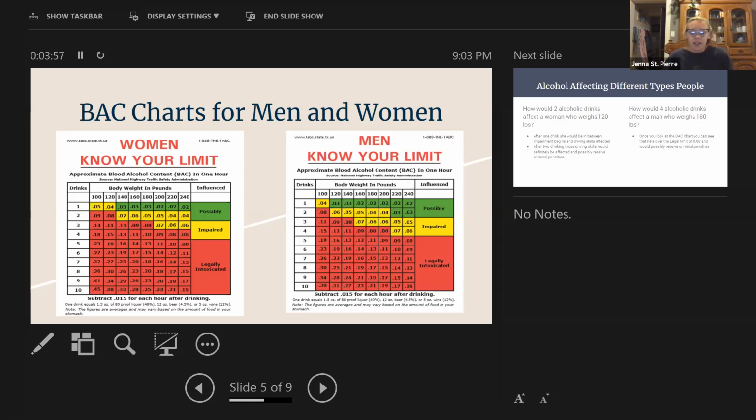On the men's side, we're going to look at a 120-pound man who has had 3 drinks. If you look at it, he has his first drink, he's at a 0.03% BAC. You go down to 2, he's at a 0.06. And then you go down to 3, he's at a 0.09. But if you spaced him out by an hour, you would subtract 0.015%. He would still be considered impaired or legally intoxicated.